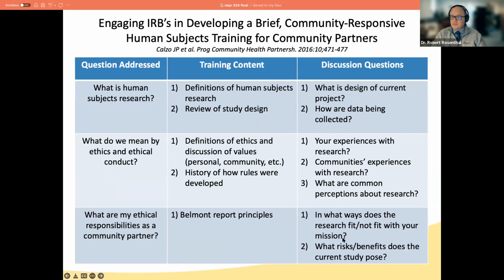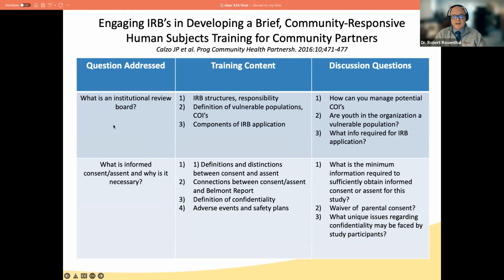And the questions they asked were, in what ways does the research fit or not fit with our mission? And what risks and benefits does the current study pose? Then they asked, what is an institutional review board? I asked that question very frequently, but the training content was their IRB structure, responsibility, conflicts of interest, components of the IRB application, but they asked more general questions.